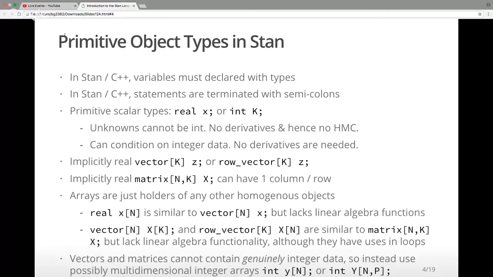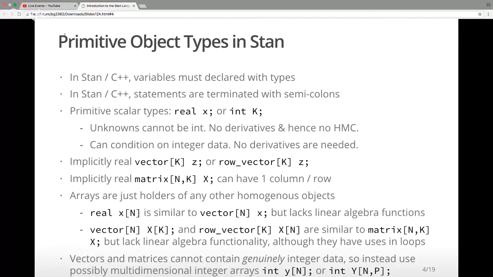So you could declare an array of real numbers by doing real X bracket and then the size of the array. There should be a semicolon after that. And that is very similar conceptually to a vector of size n named X. The difference is that with a vector you can do linear algebra stuff, like pre-multiply it by a matrix, whereas those linear algebra things are not defined for arrays, even if they're arrays of real numbers.